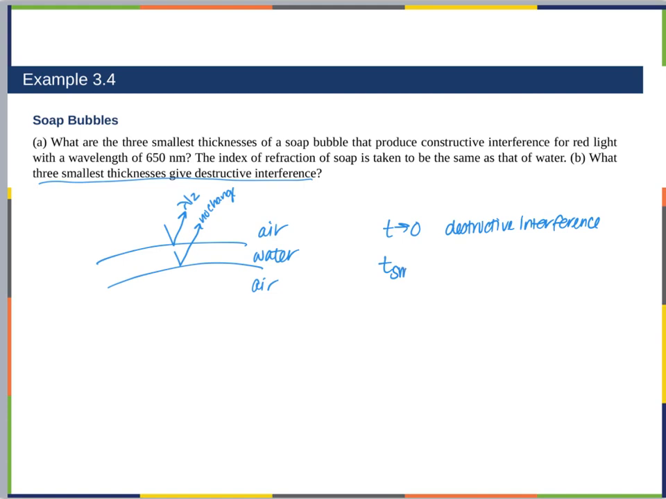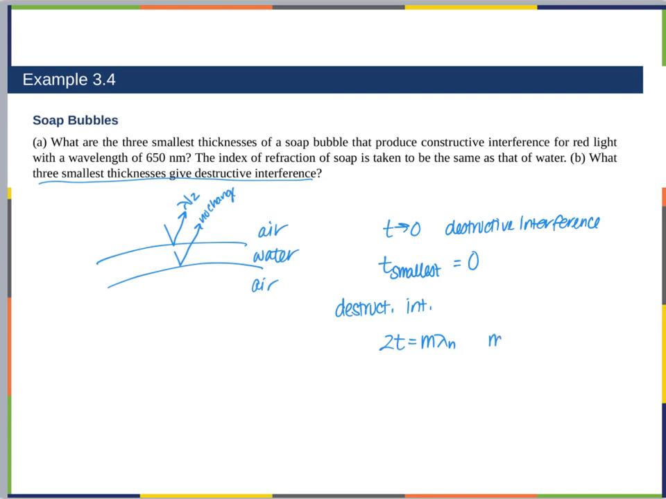T smallest is 0, because as the soap bubble becomes really, really thin, you have inherently destructive interference. The condition to maintain the destructive interference is going to be 2t equals m lambda n, because basically you want that difference in the path length to be equal to some multiple of a wavelength to keep it out of phase.